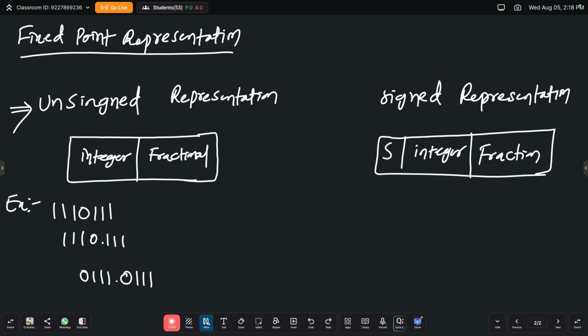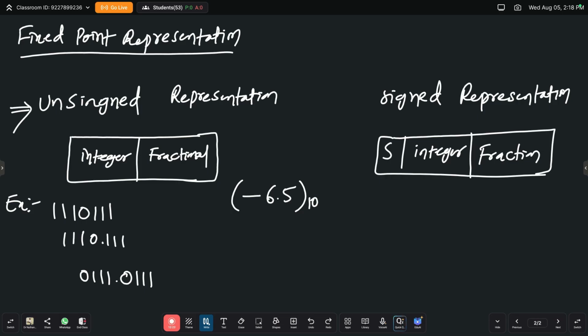One more example. Convert or represent the given decimal number into fixed point representation. Now tell me how to do it. First convert the number. Now the advantage here is that we can solve this problem in 2 ways.